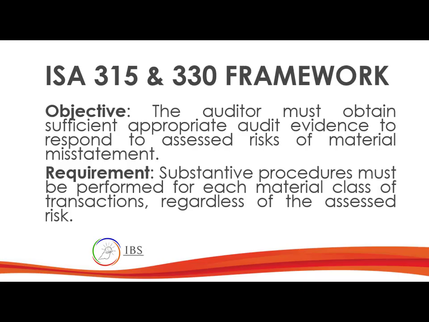Again, the ISA 315 and 330 framework is still the same. The auditor must obtain sufficient appropriate audit evidence to respond to assessed risks of material misstatement. So our work as an auditor is to focus on material accounts. As we know, revenue or sales will be a material account, so automatically you have to audit sales. And if you are engaged in merchandising or trading as well as manufacturing, you need to audit the inventory or the cost of goods sold, or cost of sales.